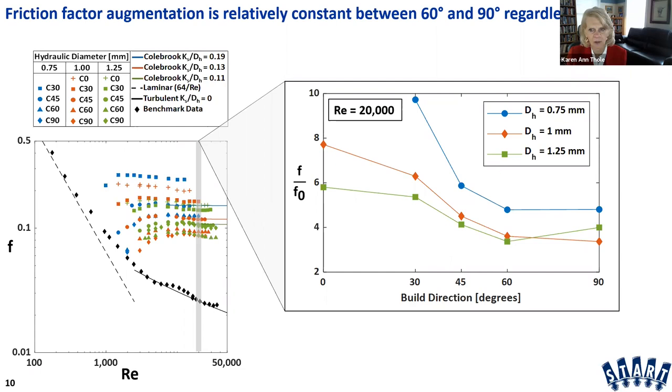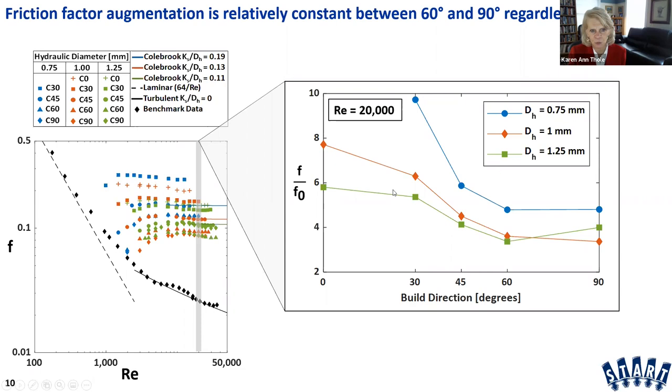And you can see that depending on the build direction, because of the roughness, the variation in the pressure drop is pretty dramatic. So at 0 degrees, where you have the roughest channel, you might see a friction factor that is 6 to 8 times higher relative to a smooth channel, whereas at 90 degrees, it's about 4 to 5 times higher. But you do see this variation depending on the build direction.